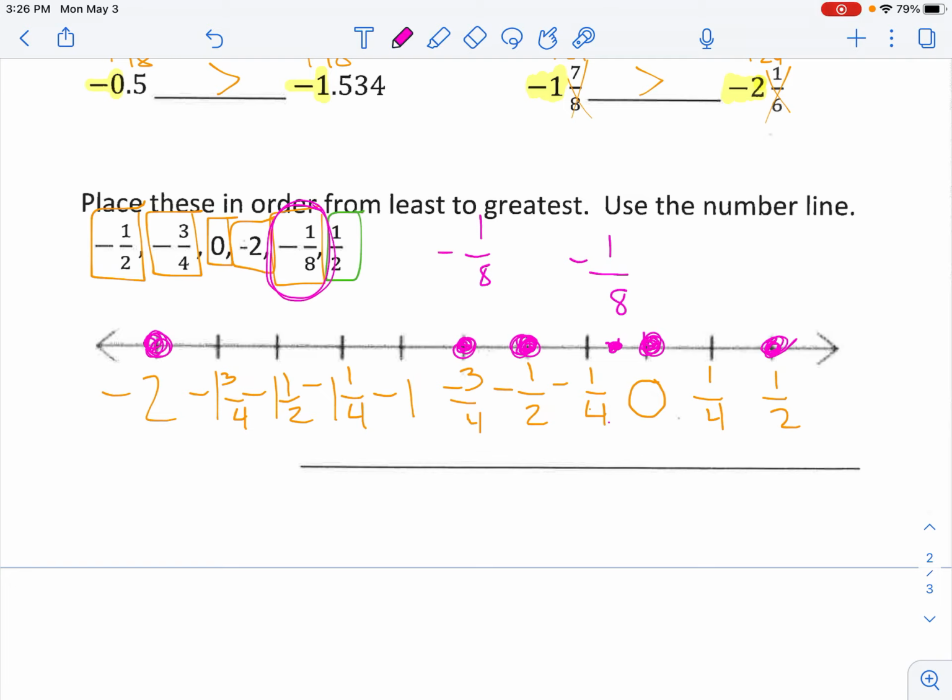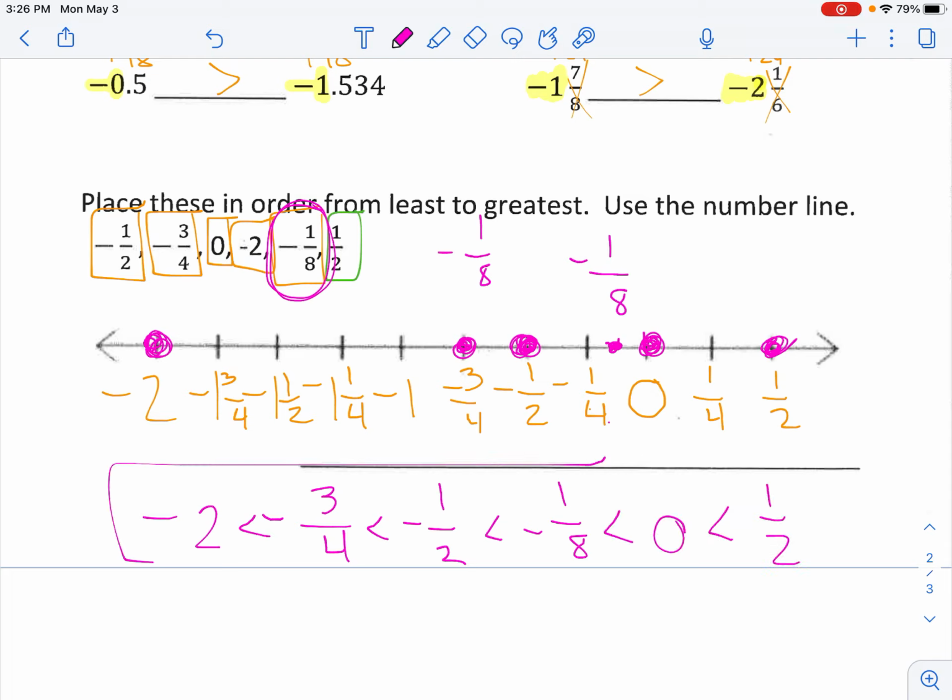So now remember, all you have to do is go from left to right. So the first pink dot is at negative 2, is less than, keep moving down the line from left to right, negative 3/4, is less than negative 1/2, is less than negative 1/8, is less than 0, is less than 1/2. So that would be your final answer.